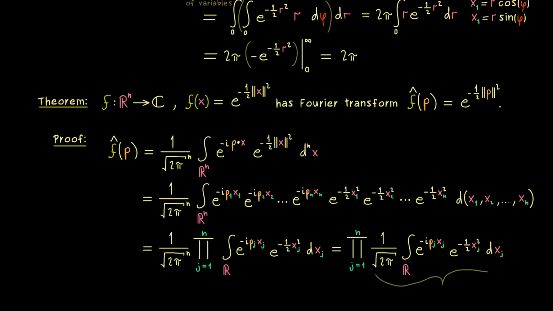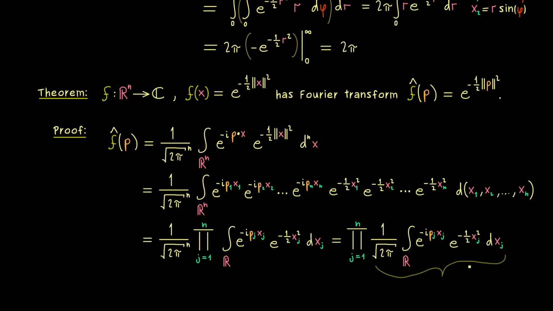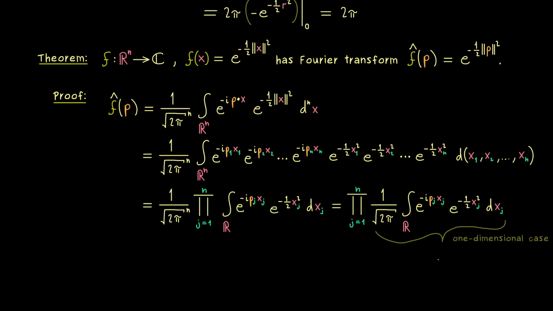Here we just have the one-dimensional Fourier transform of this function. And in the one-dimensional case, we have already shown that we have a fixed point. This means this whole thing is equal to the exponential function with pj squared in the exponent. And then finally, going over the whole product gives us our n-dimensional function as expected. So there we have it. This is the special Schwarz function that stays fixed under the Fourier transform.